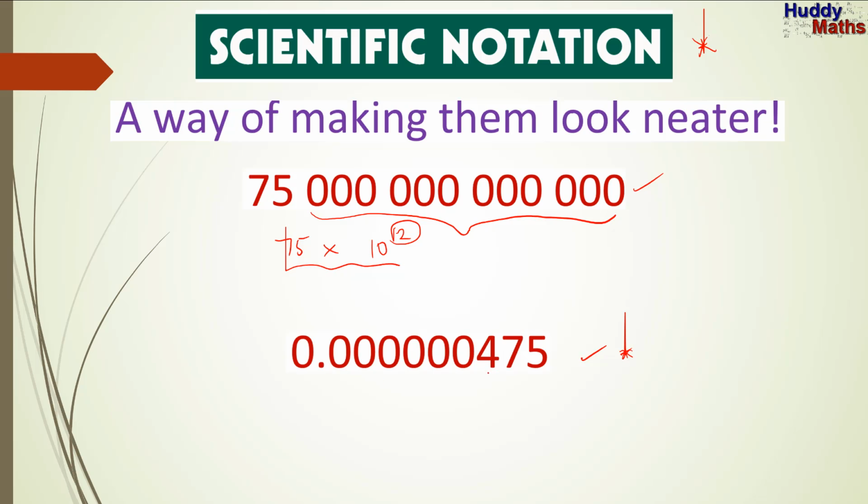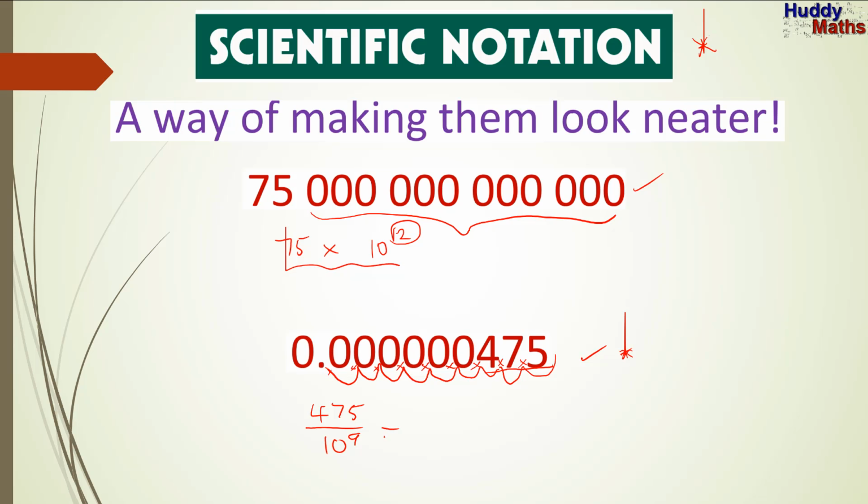What about down here? What's happened to 475? Well, we could say this time 475 has been divided by 1, 2, 3, 4, 5, 6, 7, 8, 9. It's divided by 10 to the 9th. 9 places. Each place to the left means division by 10. And so there we have it. There's 1, 2, 3, 4, 5, 6, 7, 8, 9.